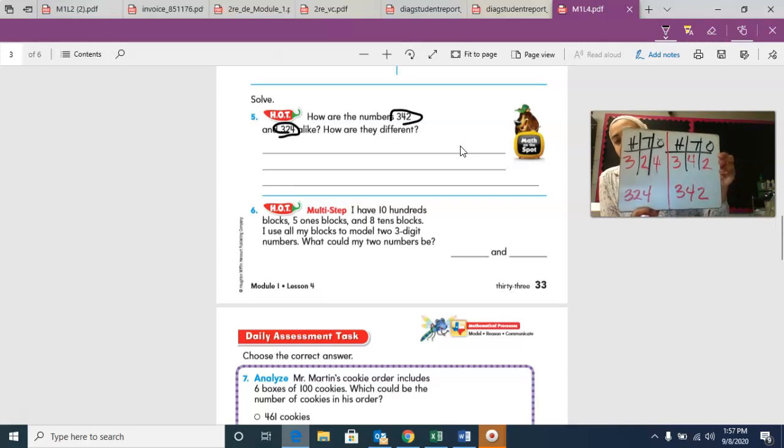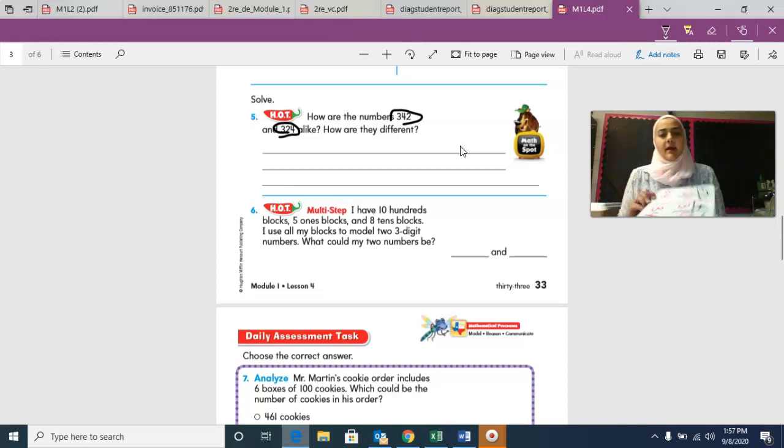So it's asking you, after you draw this table out, it's much easier for you to see. If you need more time drawing this table, go ahead and pause the video now. Okay, after you draw that table, it's very easy to tell how these numbers are the same and how they are different. Looking at that graph, what is the same about these two numbers? They both have a what in the hundreds place? They both have a 3 in the hundreds place.